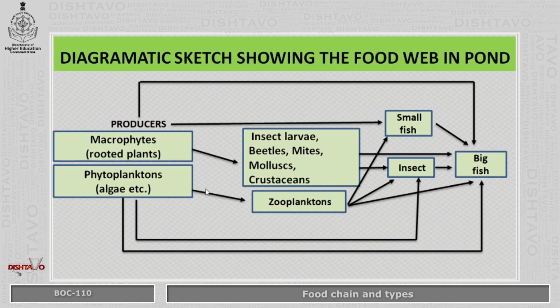Okay, so different food chains: food chain 1, food chain 2, food chain 3. There are different food chains which are linked together, showing a network with each other, which is referred to as food web, and this is in the pond ecosystem. This is an example under pond ecosystem.